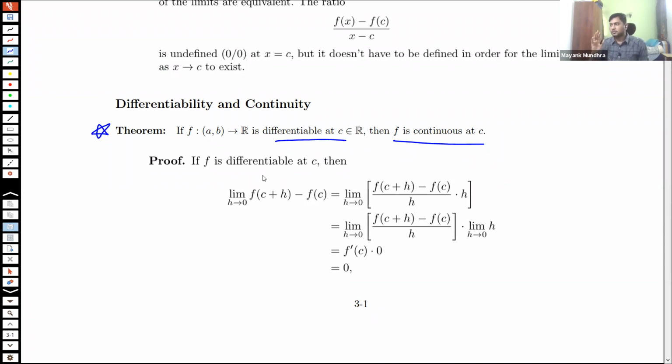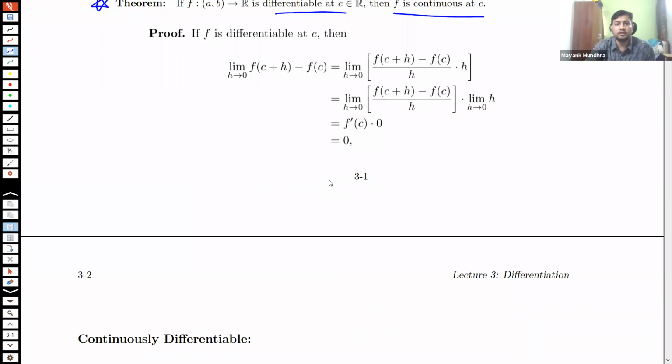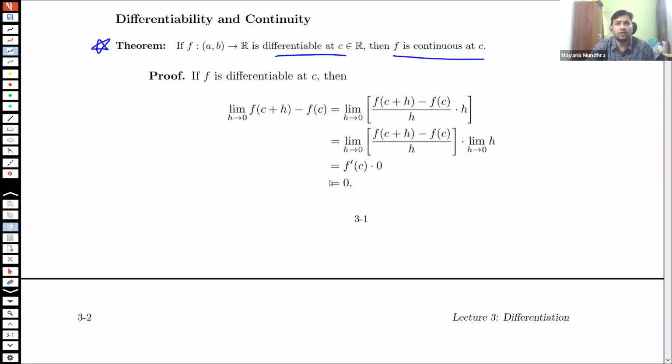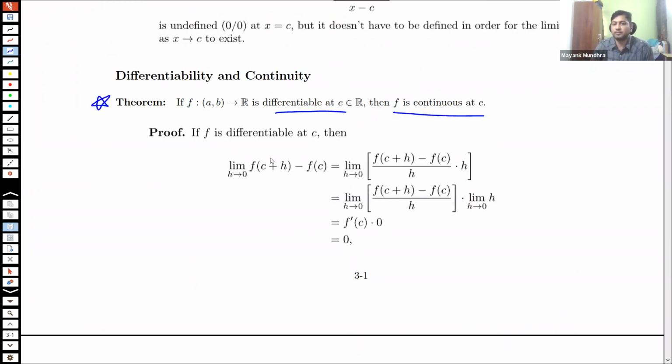Remember, in the first chapter we did some basic ideas about proofs. One way to do this would be a direct proof. The strategy we are applying is that we have to show that differentiability implies continuity. So we assume that the function is differentiable, and we apply the definition of differentiability at c.